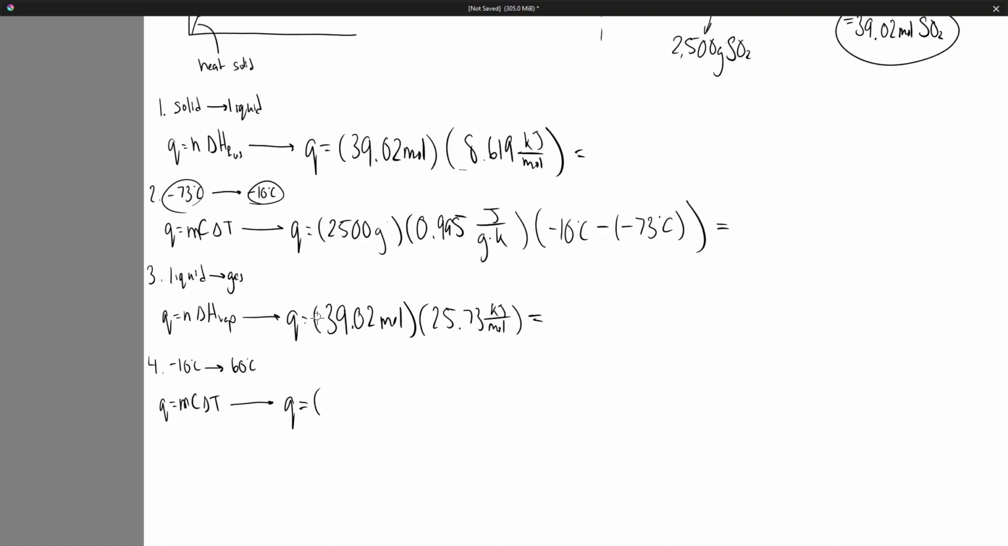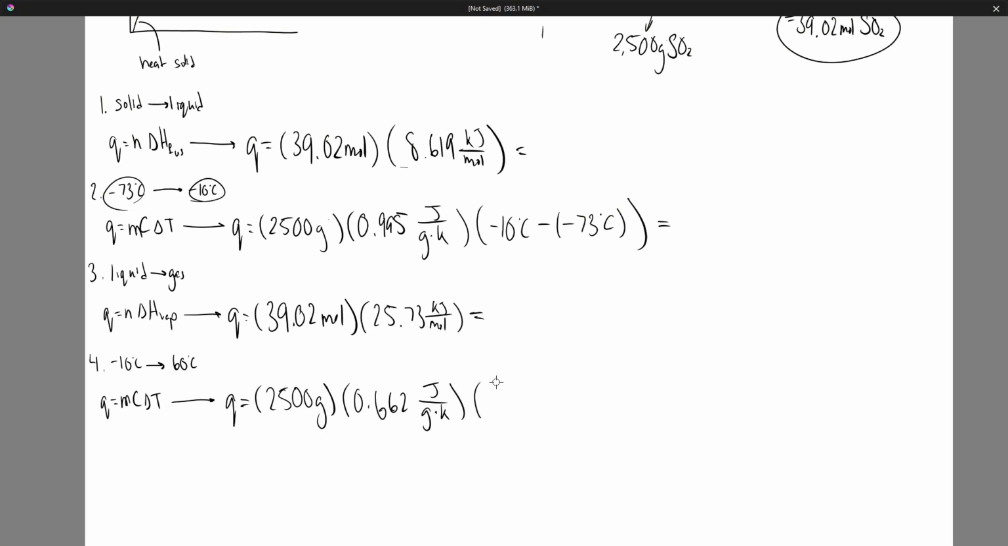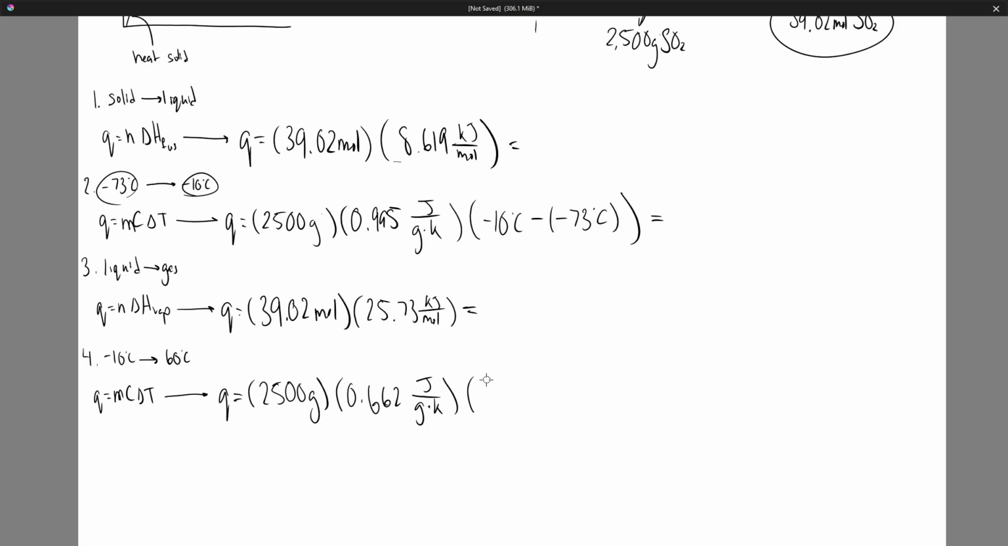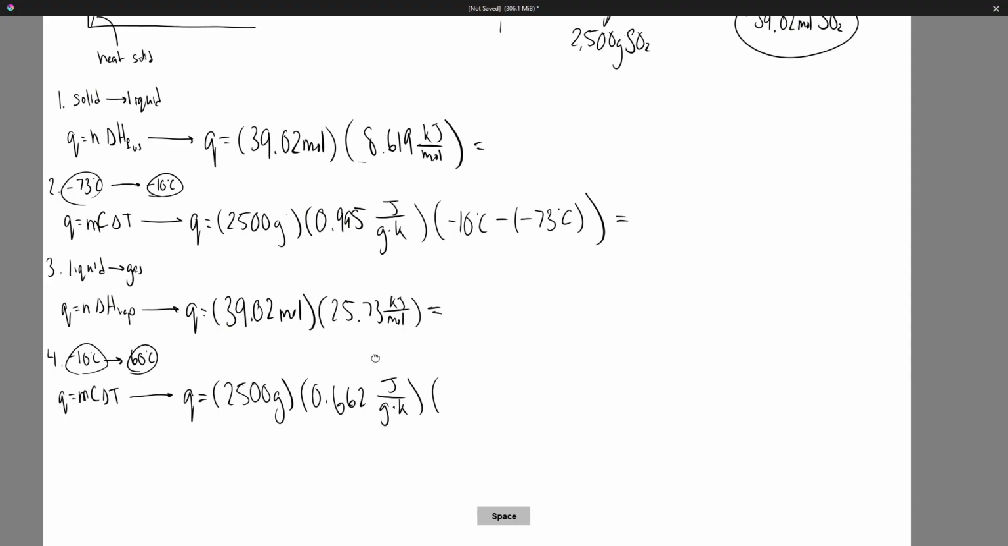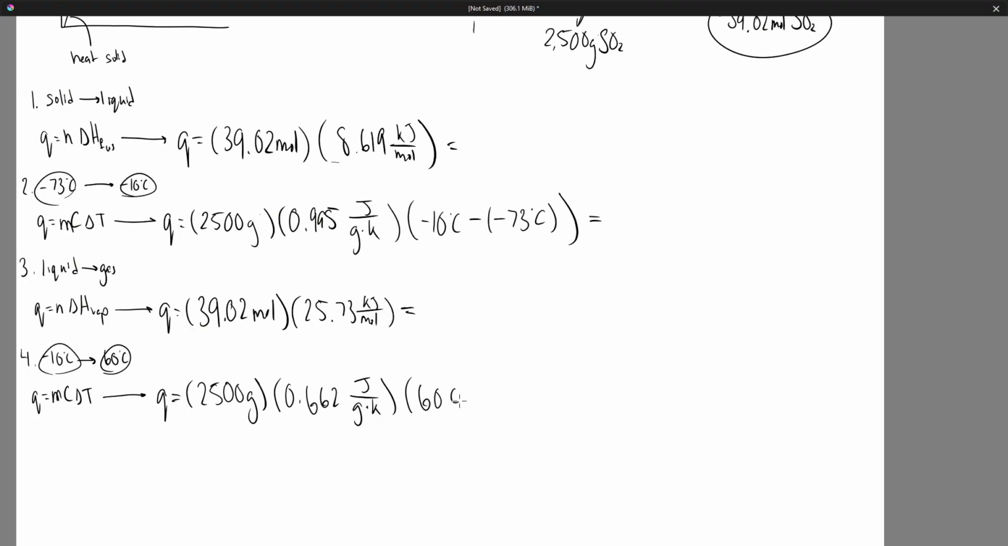Here we use mass, like the second step. So it's 2,500 grams times the specific heat capacity of the gas, which is 0.662 joules per gram times Kelvin, times the change in temperature, which is final minus initial. So it's 60 degrees Celsius minus negative 10 degrees Celsius.